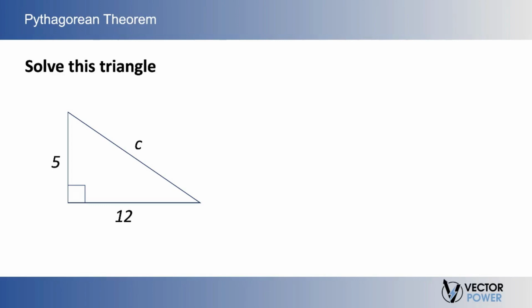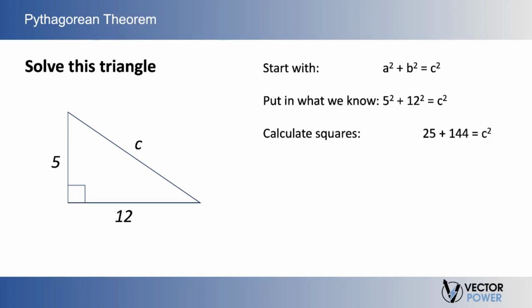All right, let's work through this. We'll start with a squared plus b squared equals c squared. Now, we do substitution and put in the values that we know. So 5 squared plus 12 squared equals c squared. We calculate the squares. So 5 squared is 25, 12 squared is 144. 25 plus 144 equals 169. So 169 would be equal to c squared.